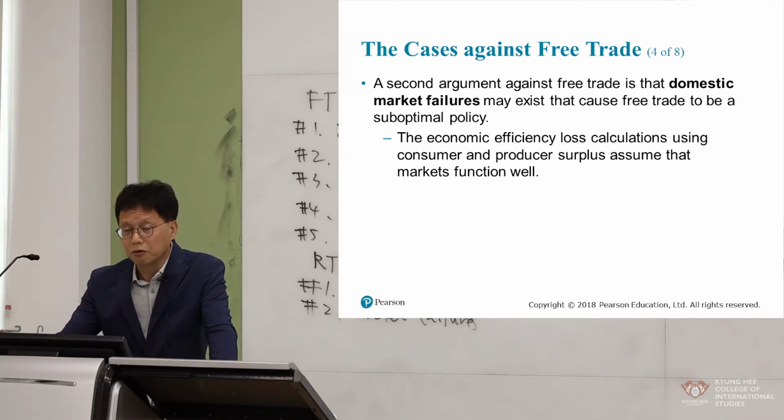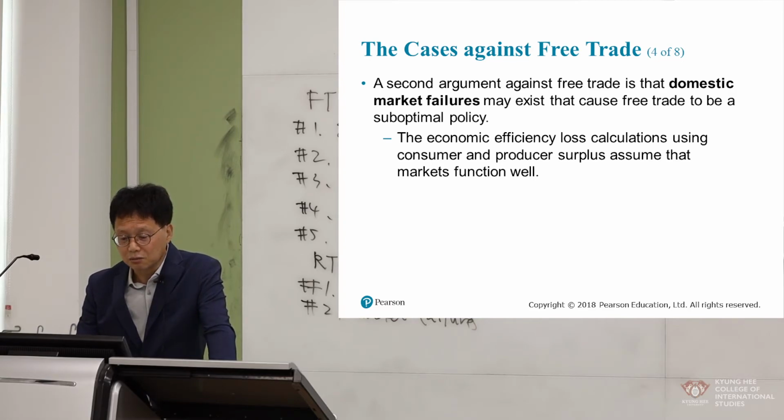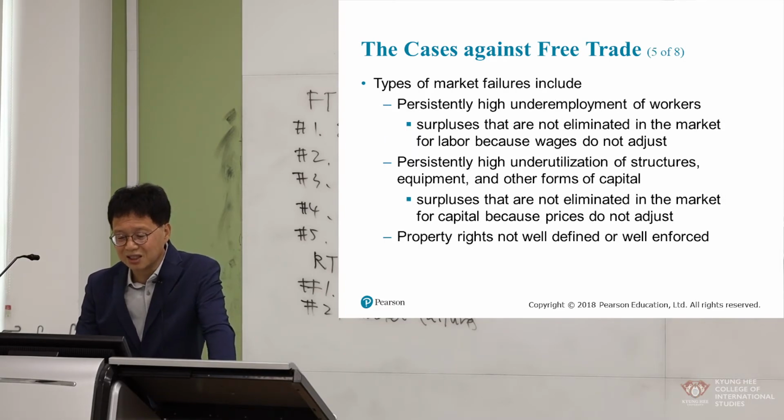The market fails in, for example, market A. But sometimes the government introduces protectionist policy in market B, right? To increase national welfare. In that sense, suboptimal. The economic efficiency loss calculation using consumer and producer surplus assumes that the market functions very well. But sometimes, especially in developing countries, we can find market failures, right? Recently, in the COVID-19 crisis, worldwide, right? So we can see lots of market failures in developing and developed countries, right?